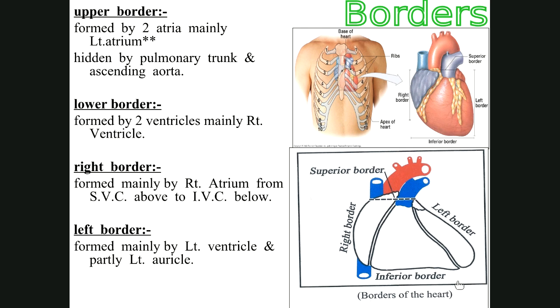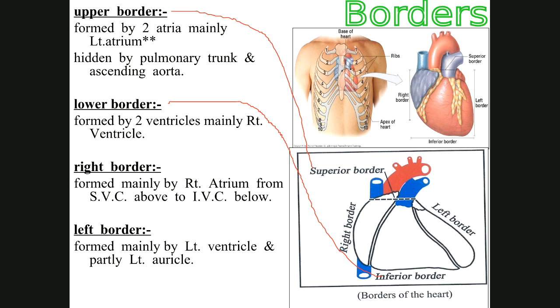What are the borders you have? See here in this diagram, this line is the upper border or superior border of the heart, and this is the inferior border. Superior means the upper border, and the inferior border is the lower border. Next, this is the right border and the left border.